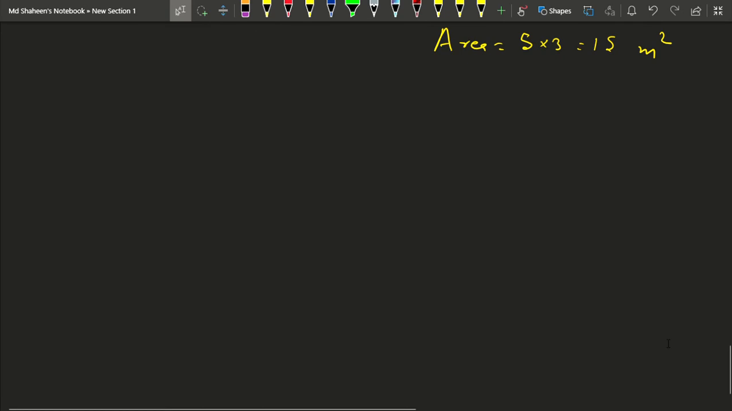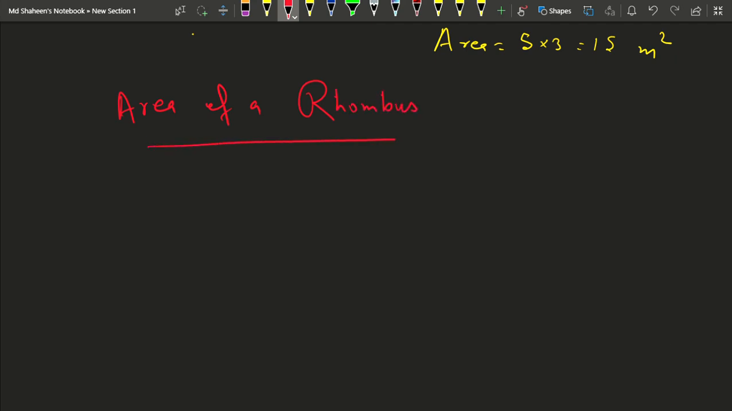Now next, area of a rhombus. How will you find the area of a rhombus? And first of all, what is a rhombus? We say a rhombus is like this.